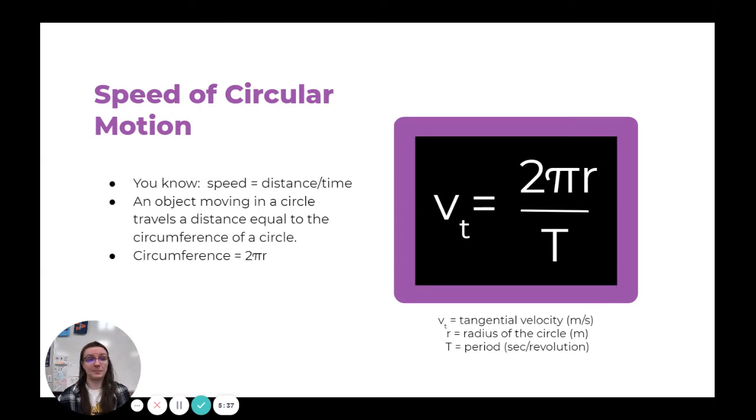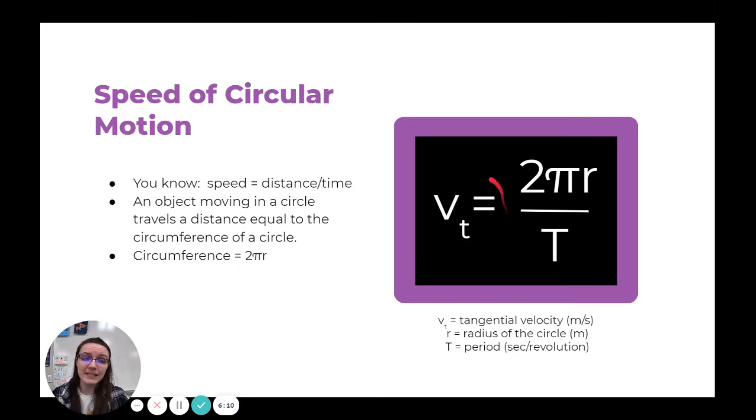Now, what is my speed at that moment? How do I find my tangential speed or my speed at a particular second? We already know that speed is distance over time, and an object that is moving in a circle travels a distance that is equal to the circumference of the circle. So a reminder from geometry, circumference is 2 pi r, 2 times pi, 3.14, times the radius of the circle.